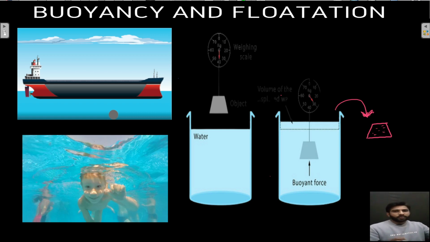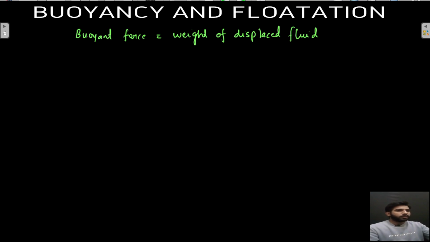So in order to calculate the weight of the displaced fluid, we need to know the volume of the displaced fluid. Displaced fluid is nothing but the rise in level or the expelled out water. So the volume of the displaced fluid will be equal to the volume of the body which is immersed in water. So we get the magnitude of the buoyant force now. This was just a theoretical discussion of what exactly is the buoyant force.